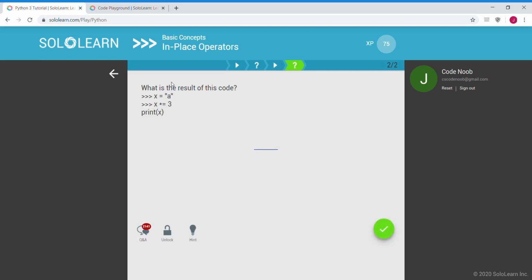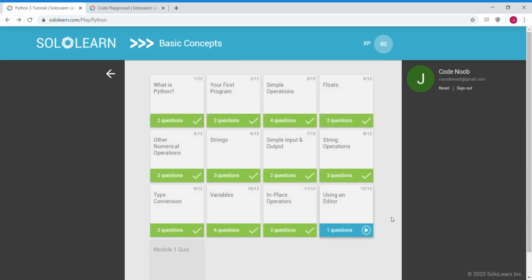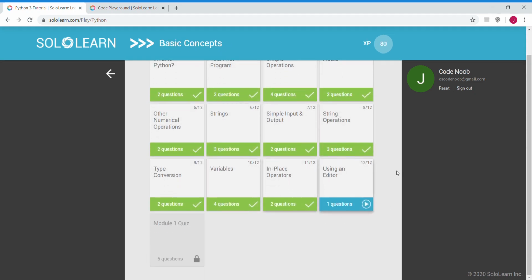Let's continue. What is the result of this code? x equals a, x times equals 3. So remember, since this is a string, we're going to print it out 3 times since we're multiplying it by 3. So that's just going to be 3 a's. Okay, and that is in-place operators.